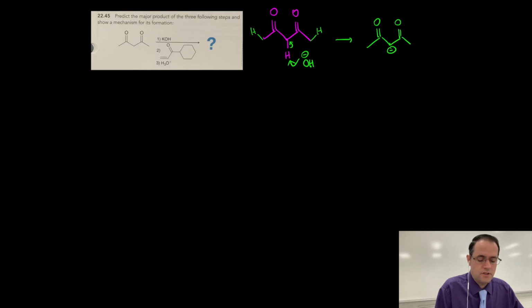And that's going to be our Michael donor, okay? And the Michael acceptor is going to be my alpha beta unsaturated ketone with this nice little cyclohexyl group off there, off to the side, okay? So once again, we want to attack the beta carbon. So here's the alpha carbon, here's the beta carbon. So we want to attack the beta carbon right here, okay?